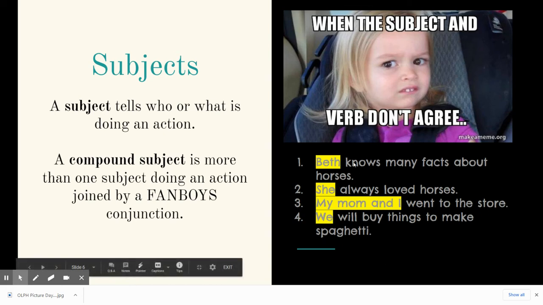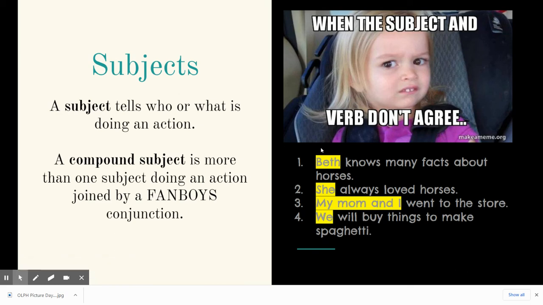Beth knows many facts about horses. Our subject is Beth. It's just a simple subject, one person or one thing. She always loved horses. She is the subject. Again, very simple. It happens to be a pronoun, but that's okay. It doesn't have to be the whole noun written out. It could also be a pronoun. Because remember, subjects can be people, places, or things.